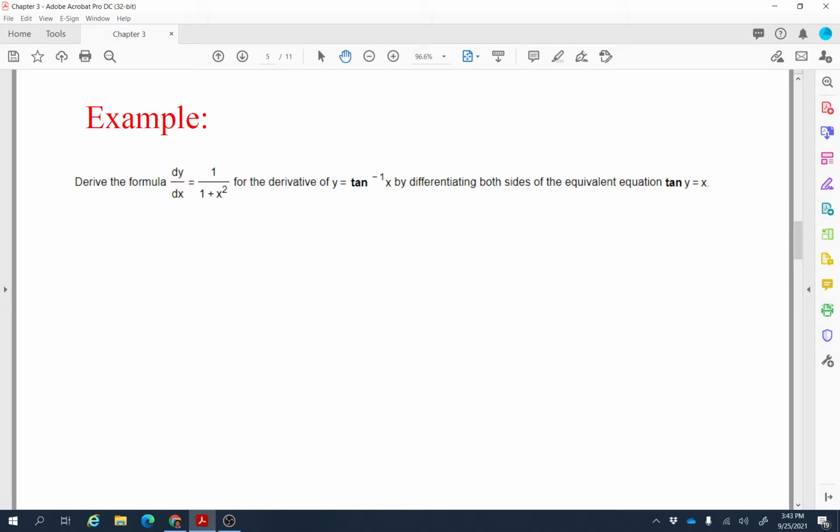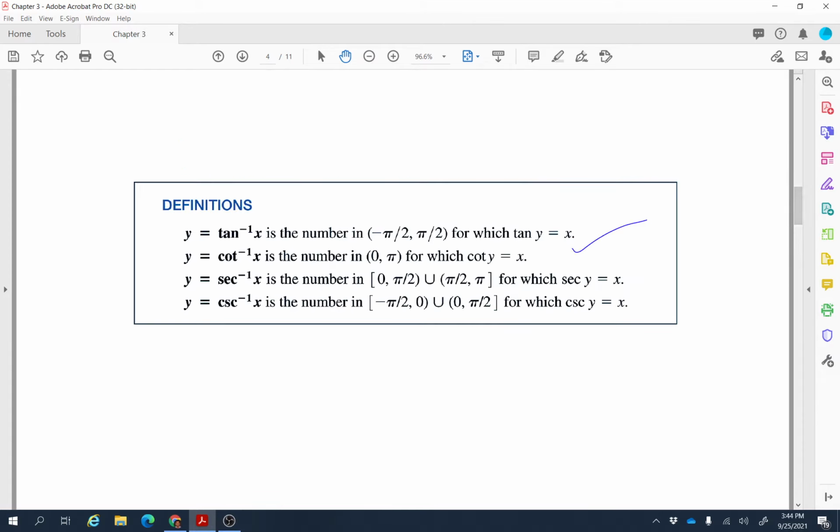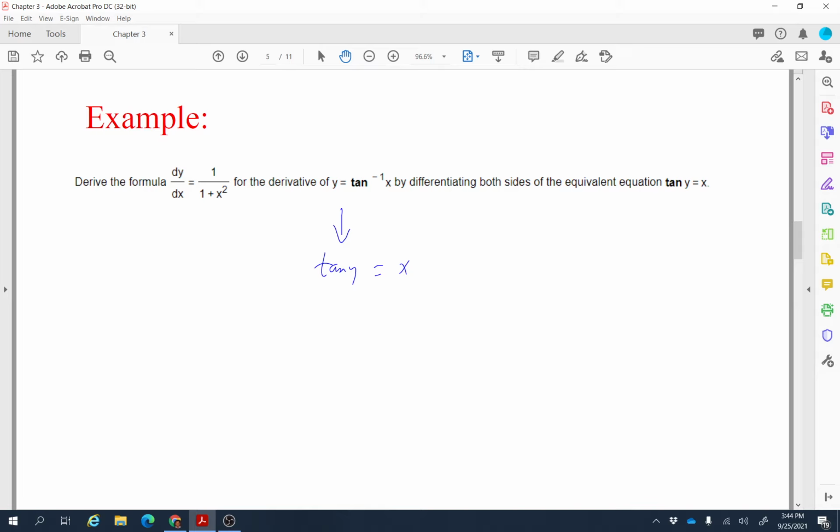For that, we start with this. Since we know y equal tan inverse of x, it means tan y equal x, and that's coming from the definition. If you go back to the definition, this is equivalent to this one. So y equal tan inverse of x is only possible if tan y equal x. Okay, so that's an equivalent definition. So now from here I can go here. My goal is to find the derivative of y with respect to x.